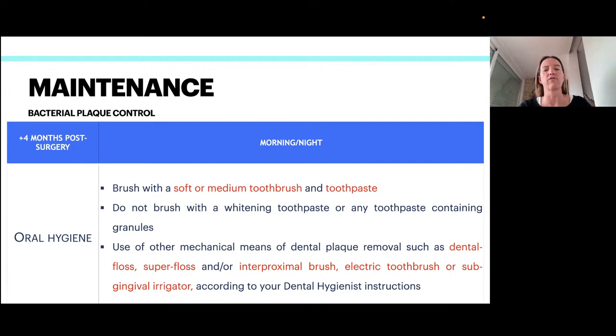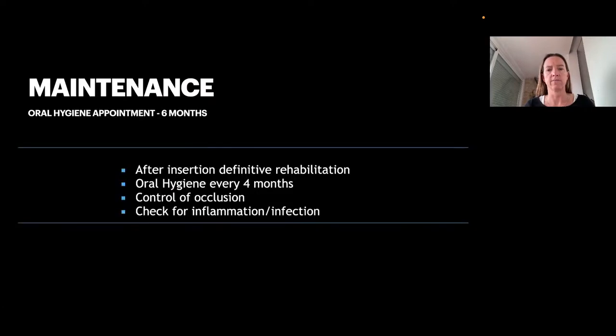So they will use a soft or mini toothbrush with toothpaste. They will not brush with whitening toothpaste or toothpaste containing any granules. In terms of mechanical means of dental plaque removal, dental floss, super floss, interproximal brushes, electric toothbrush, and also the subgingival irrigator are basically tools that they can use in order to remove the bacterial plaque around their implants and rehabilitations.